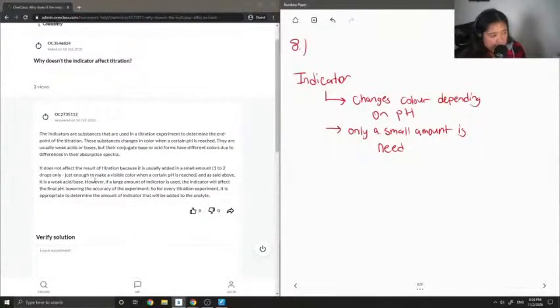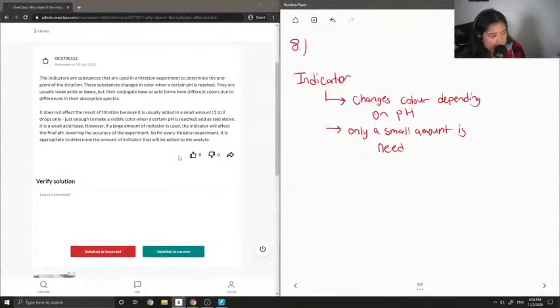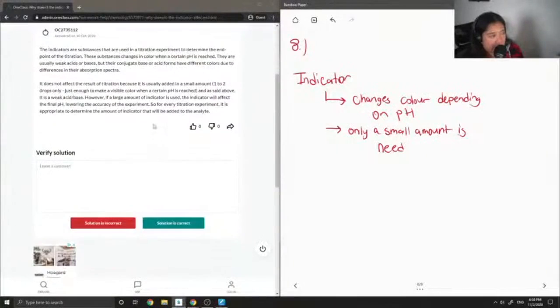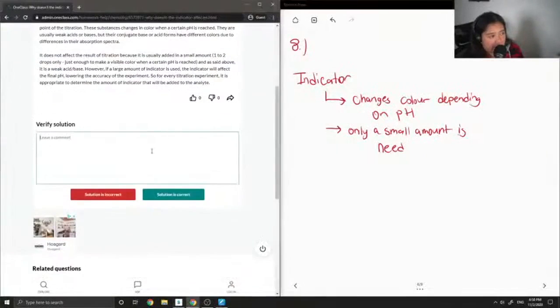However, if a large amount of indicator is used, the indicator will affect the final pH, lowering the accuracy of the experiment. So for every titration experiment, it is appropriate to determine the amount of indicator that will be added to the analyte. So you don't want to add too much indicator, like they said, because this will have an effect on the pH.